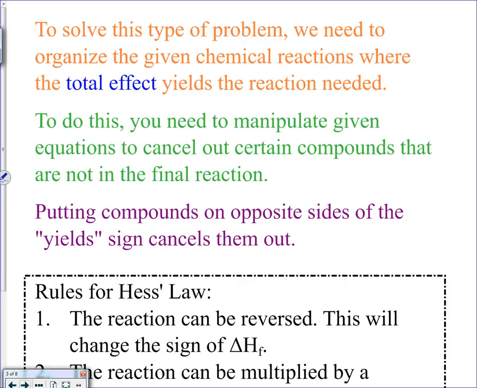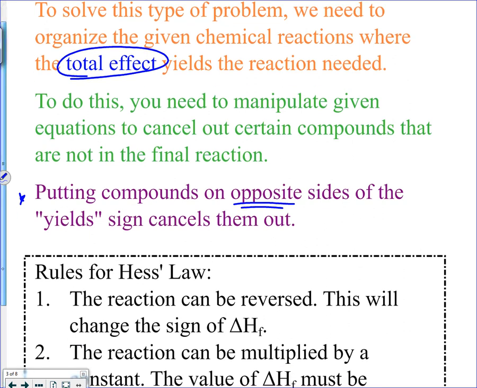But first, I forgot. To solve this type of problem, we need to organize the given chemical equations where the total effect, the net effect, yields the reaction that we need. We're going to have to manipulate a couple equations and cancel out some compounds that are not in our final reaction. And this is a key idea here. In order to cancel out compounds, we have to put the compounds on opposite sides of the yield sign. When one is a product and one of them is a reactant, that cancels it out.